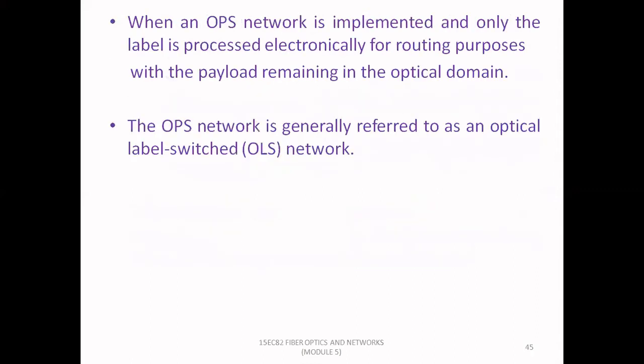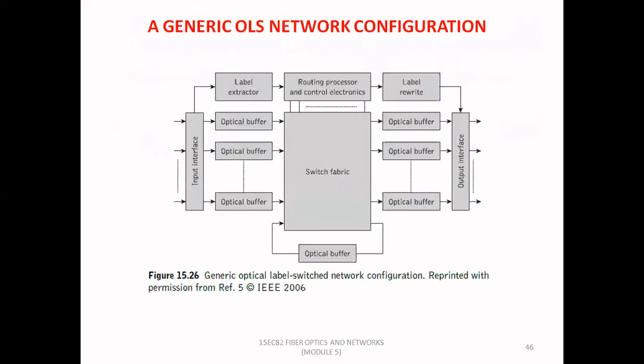When an OPS network is implemented and only the label is processed electronically for routing purposes, with the payload remaining in the optical domain, the OPS network is generally referred to as an optical label switched network or OLS network. A generic OLS network configuration is shown in the figure below.